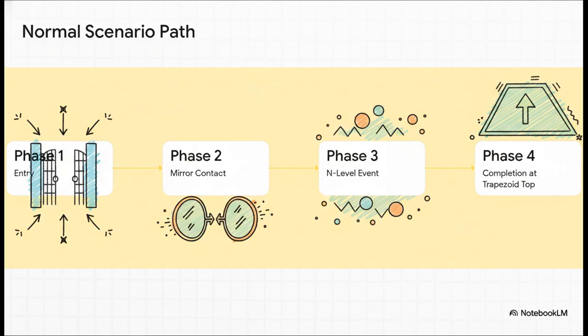It all starts with phase one, the entry, which we just covered. Step 2 is phase 2, a mirror contact event. Then comes phase 3, an end-level event. And finally, the cycle wraps up with phase 4, which is completion at the trapezoid top.